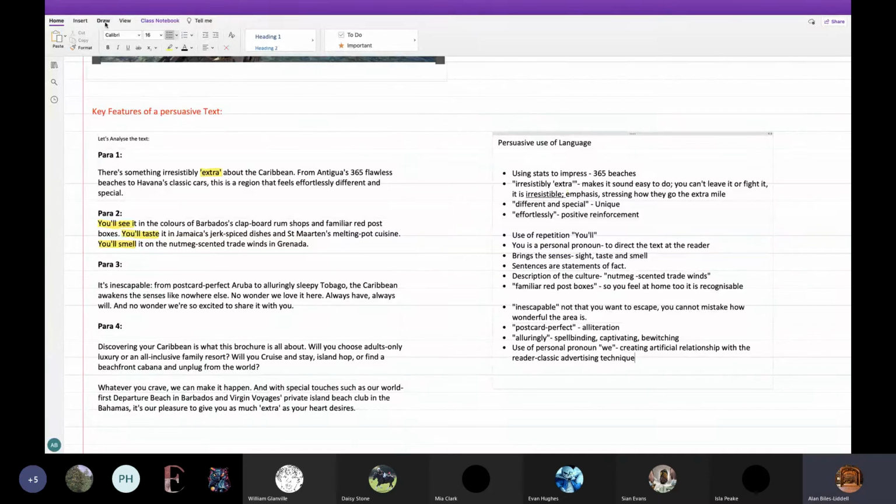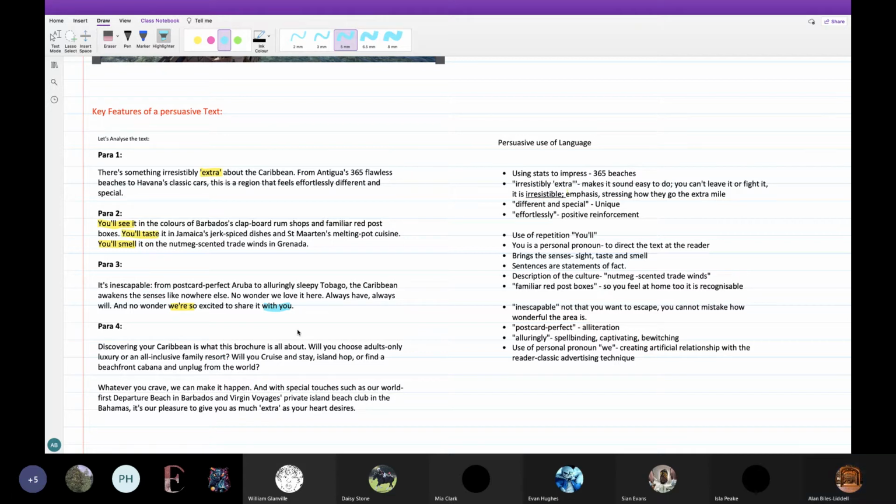So we have the use of "we" again. We are so excited to share it with you, and there's that relationship being created. You know, the "we" and the "you" together, and so they're saying, "Oh yeah, we've discovered this place, and we want to let you now find out for yourself as well." Okay, good. Anything else that we're noticing in paragraph 3 that we haven't already done?